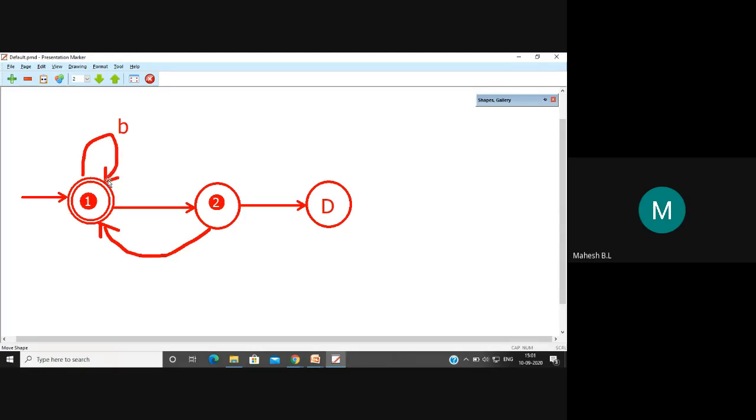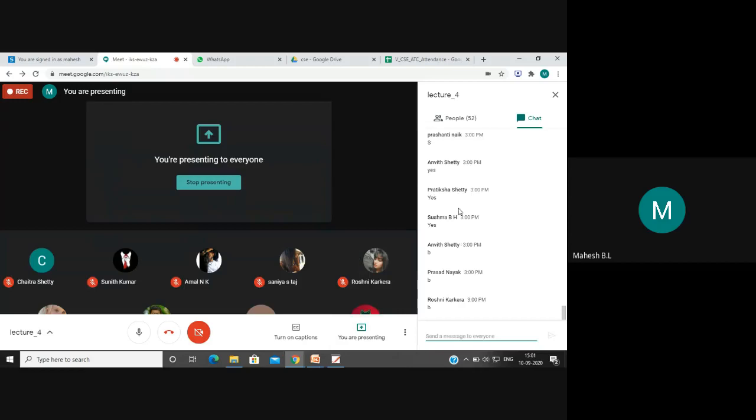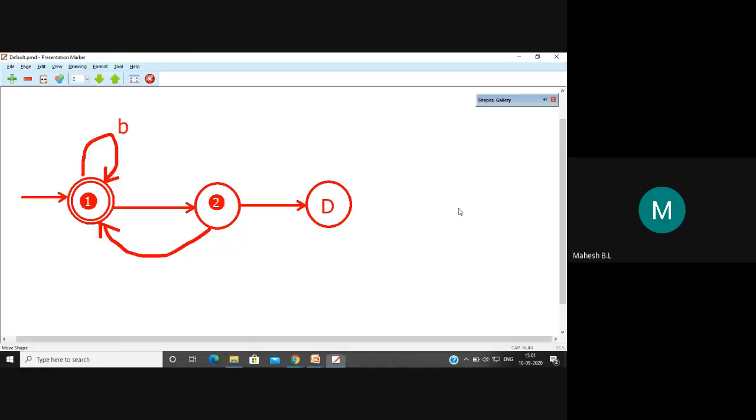After reading any number of B's, your DFSM will be in state 1, which is an accepting state. That's why all these strings, with 0 or more B's, belong to the language.